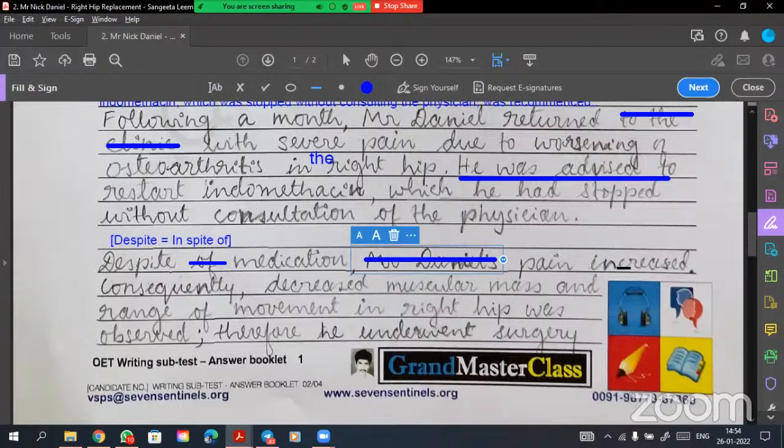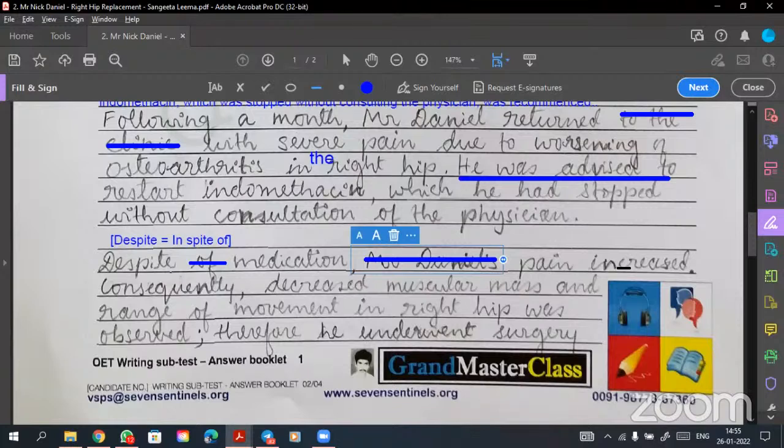Whose pain? Your pain or my pain or somebody's pain? No, Mr. Daniel's pain. How many patients are there? How many people will face pain in this letter? Tell me. Sangeeta, tell me. One only. Can you not understand that it is Daniel's pain only? And pain in the right hip only, correct or not? Yeah. And related to osteoarthritis only, everything is understood.